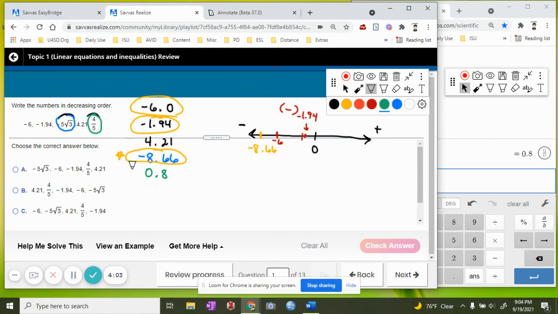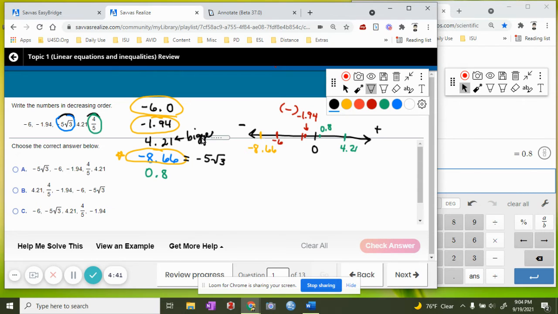Okay, so we took care of the 3 negatives. Now 0.8 is just a little bit more than 0. And then I have 4.21, which is going to be like over here. Okay, so now I have them on my number line from the smallest to the biggest. So if I want to write these in descending order, my -8.66, that's the same thing as my -5√3, is going to be the absolute smallest. The 4.21 is my biggest.